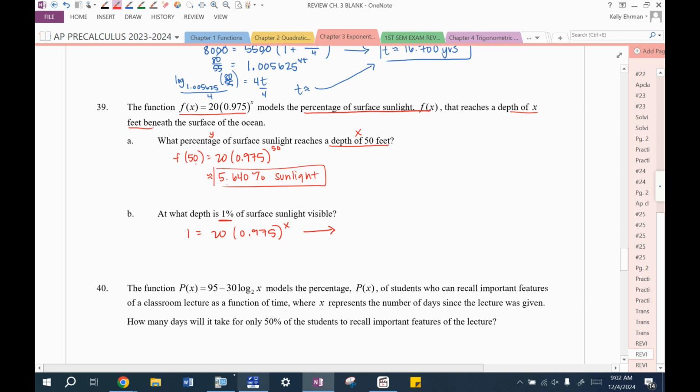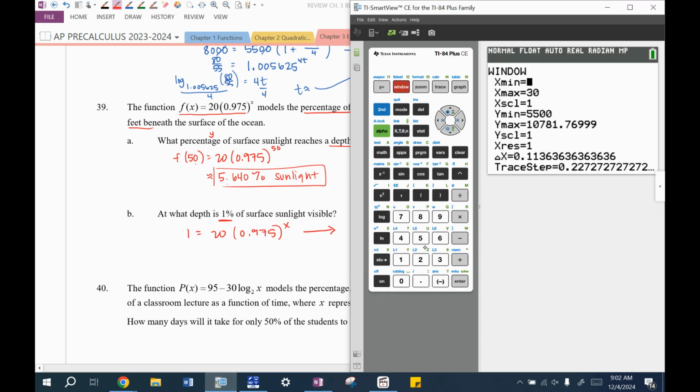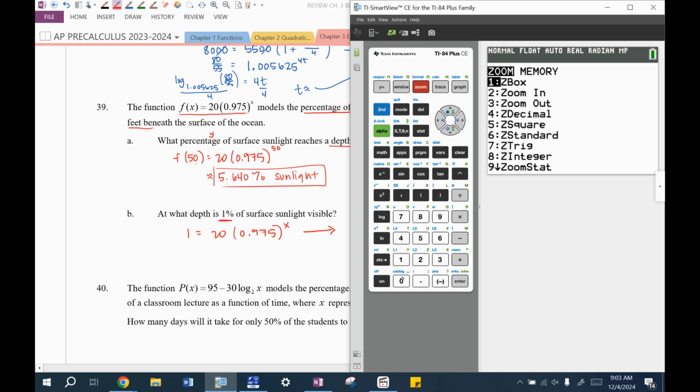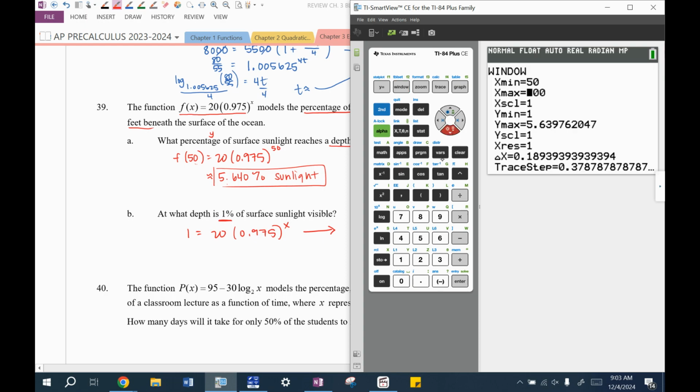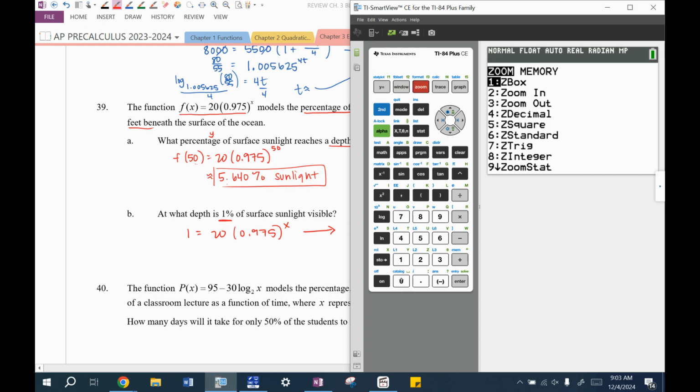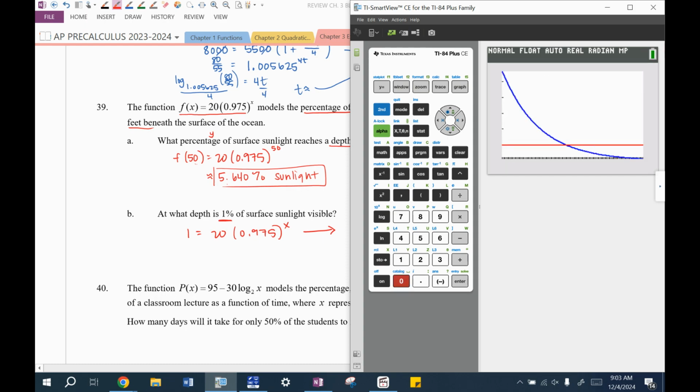So I'm going to use my window and say, all right, let's start at 50 then and go out to, I don't know, 100 and see if that's good enough. So let's zoom fit. So 100 is not far out enough because see how I don't see the intersection point? So you can bump your window even farther. Maybe I go to 200 and then you can zoom fit again. There we go. So that's good.